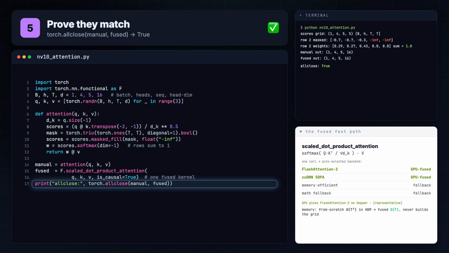Next episode, one head learns one kind of relationship, so why not run many? Multi-head attention, and then the trick that shrinks the memory it costs.